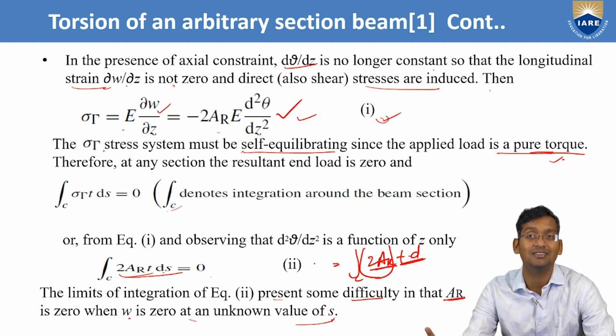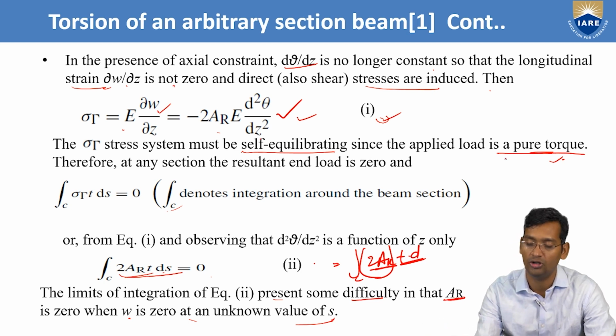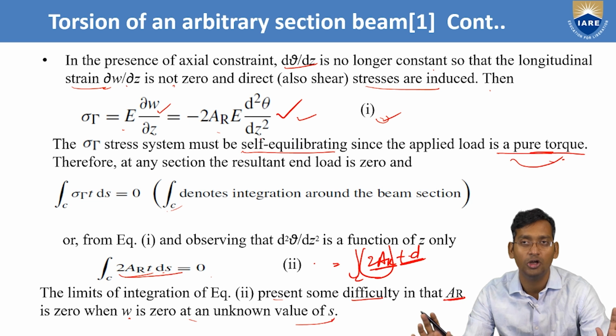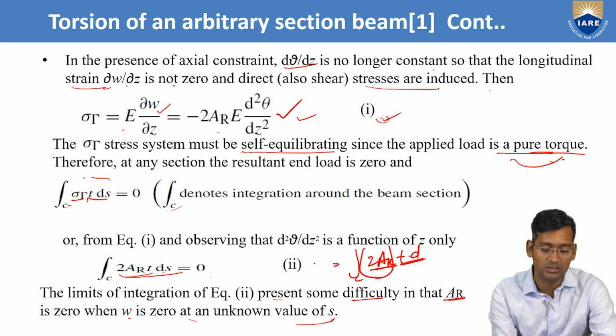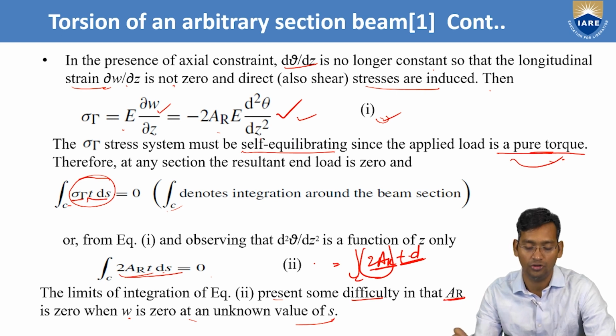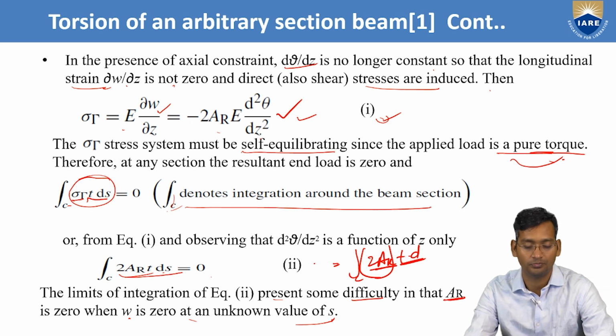Sigma z is self-equilibrating, meaning it should come to self-equilibrium, and no other extra force acts on it, because only pure torque is there. So the equilibrium condition means the total force acting must be equal to 0. Sigma times area is force, so the integral of sigma t ds gives the total force acting on the beam section, which is 0.